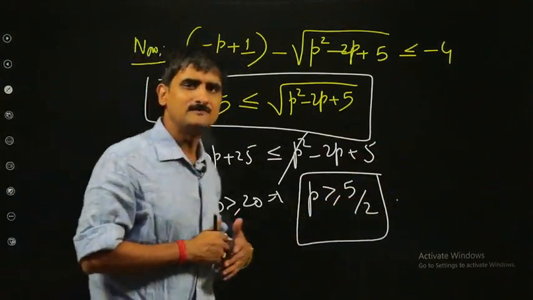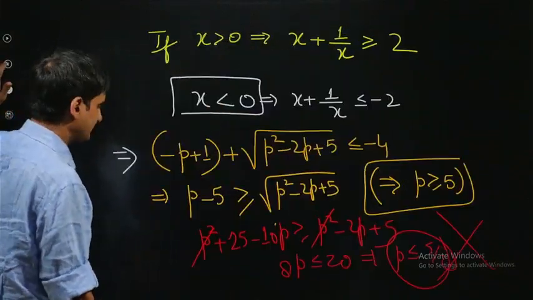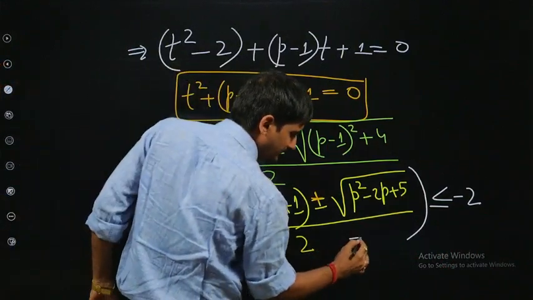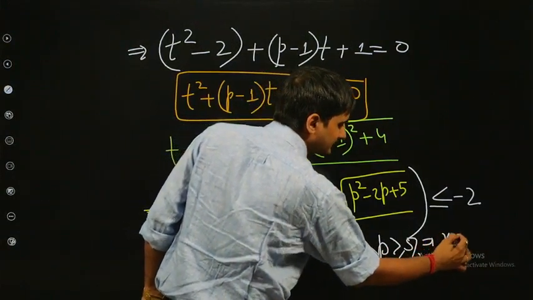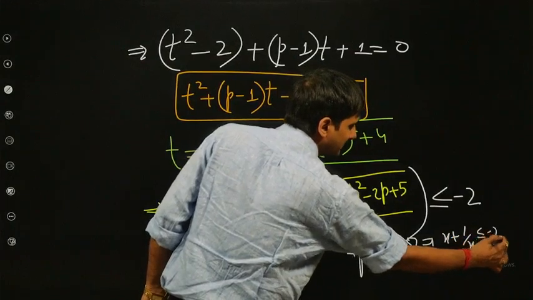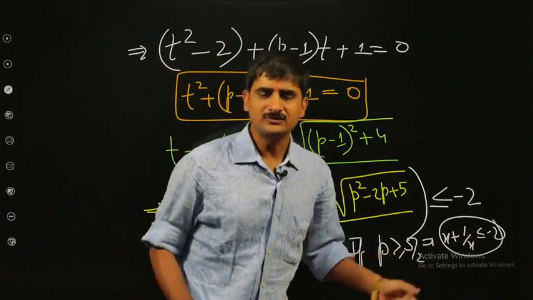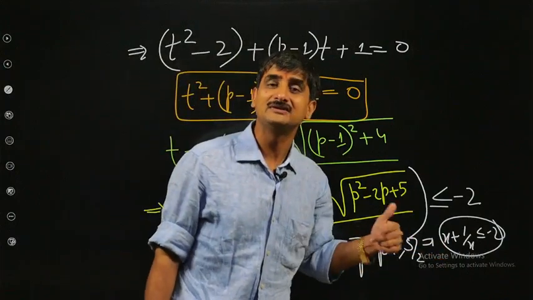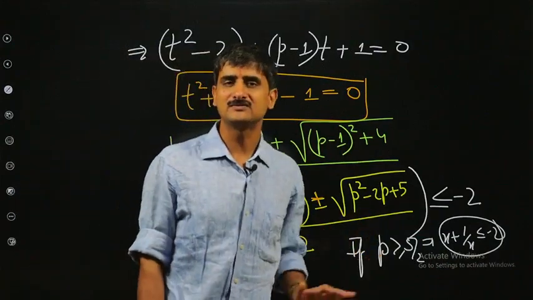Now what does that mean? If p is greater than or equal to 5/2, that means x plus 1 by x is less than or equal to -2. Now see, since that's always true, whenever you solve it, you will get real x for sure, and both will be negative because this holds only when x is negative. So according to me, the answer is p is greater than or equal to 5/2.